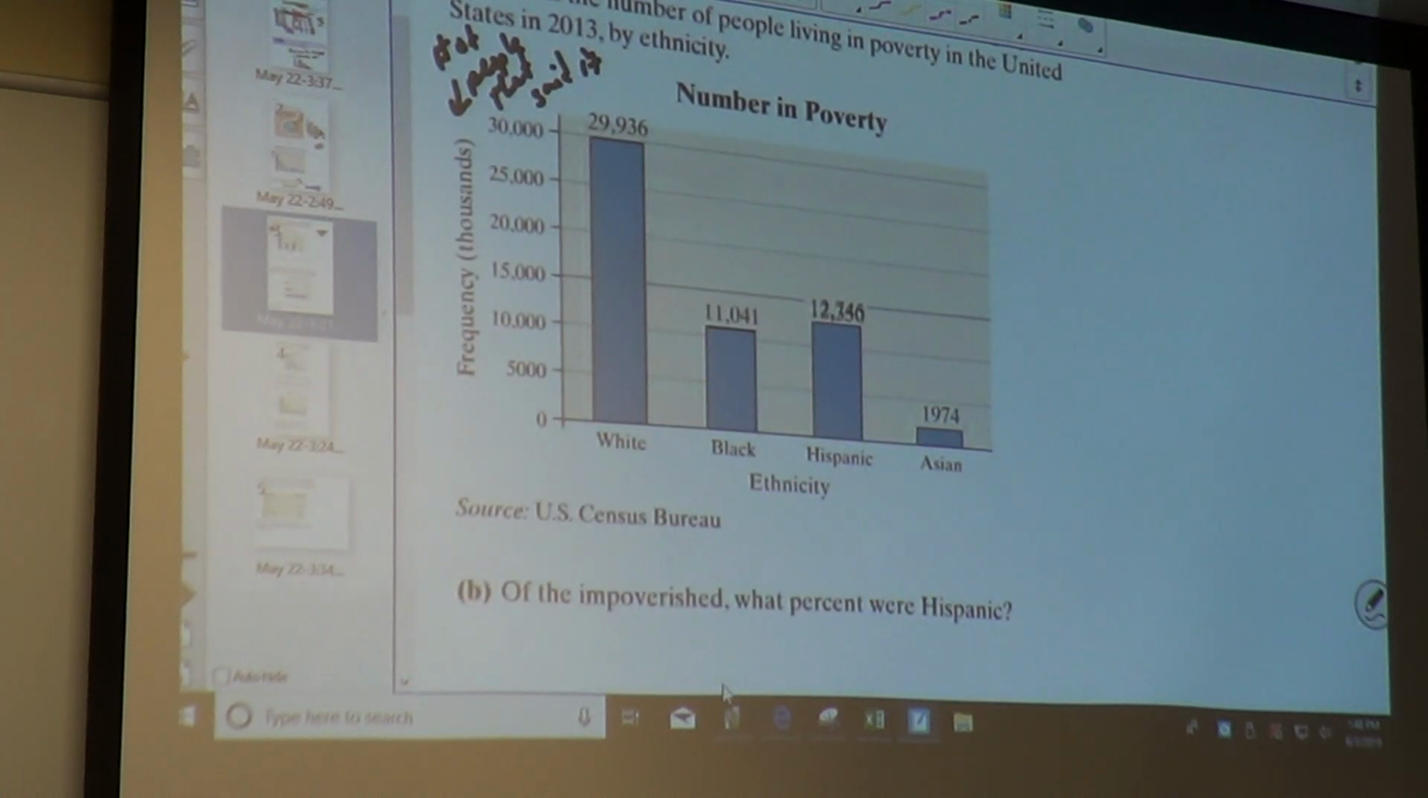What does that number say? I look like I'm seeing double again. Hispanic 12, 3, something, something. 745. Oh, you're good. Did you get it out of the book?